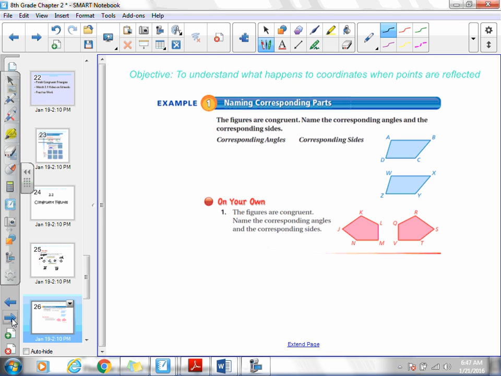Okay, so in this problem, the figures are congruent. Name the corresponding angles and the corresponding sides, right? This is not super complicated. So corresponding angles, angles that match up. They've already told us that the figures are congruent. They're exactly the same. So we could say angle A and angle W correspond.